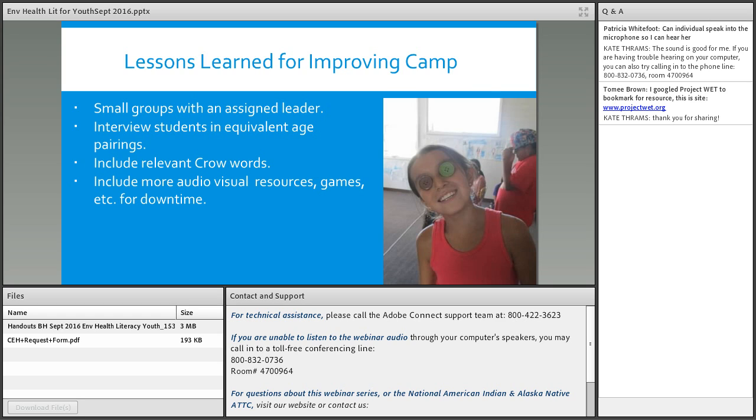And so after that first summer, another thing that we learned was that we wanted to break them up into small groups with an assigned leader. Because we had several people on staff, we had like 6 teachers, and they were just roaming around instead of sticking with a group. And one of our problems just came with the logistics.